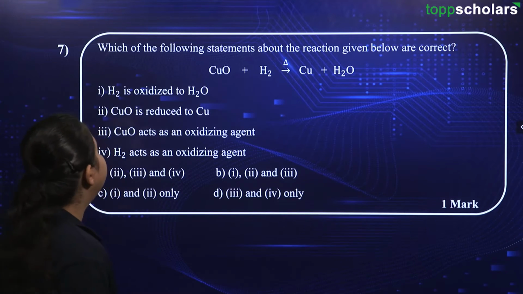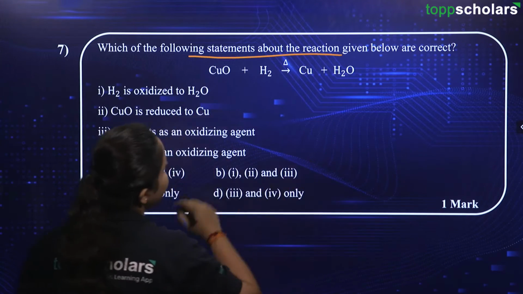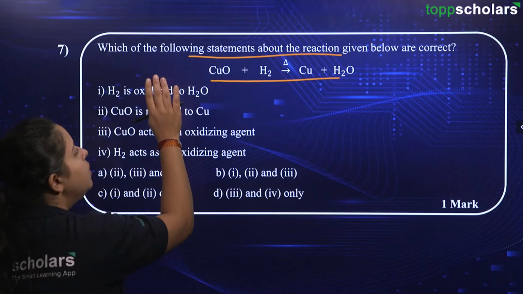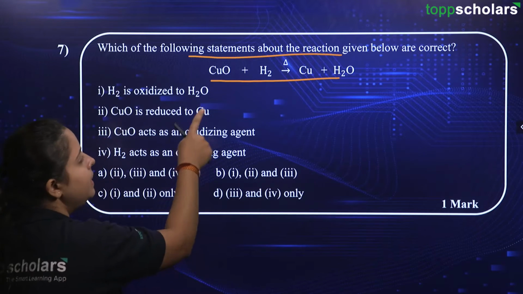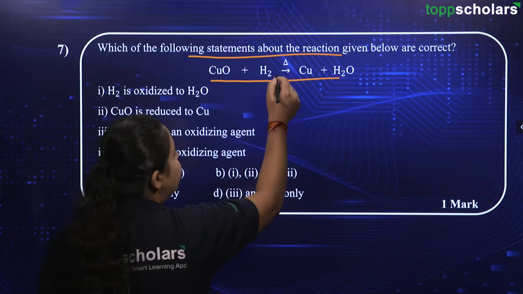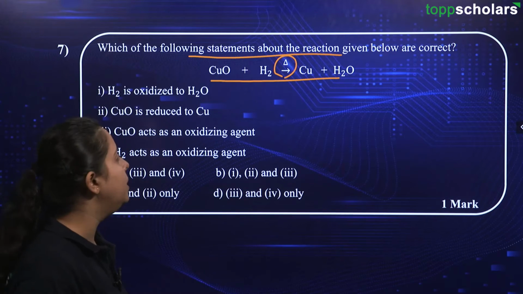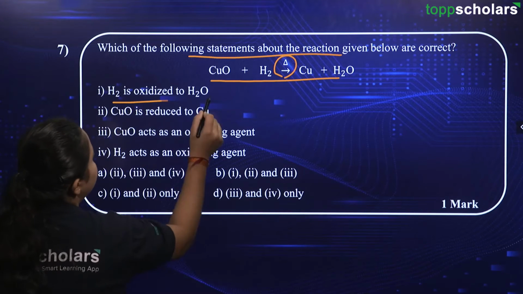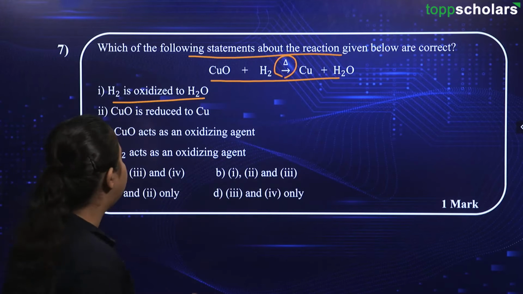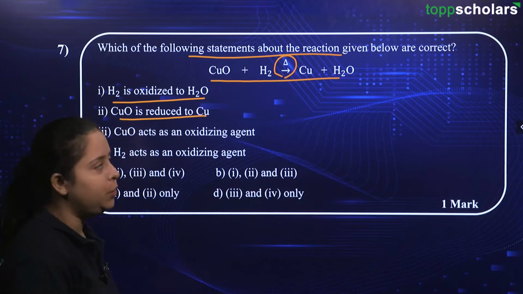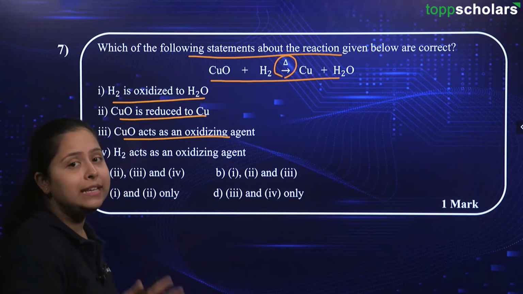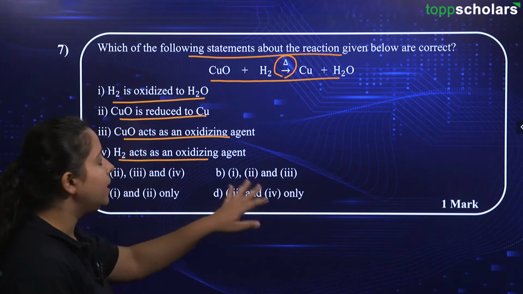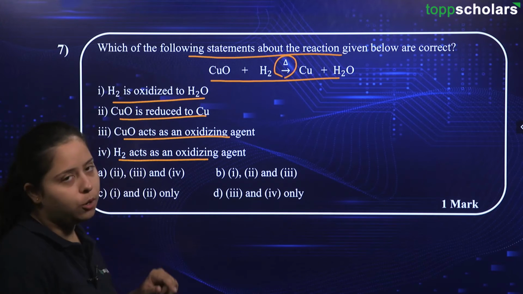The question over here is, which of the following statements about the reaction given below are correct? Okay, so this is the reaction given to us in which we are provided with CuO which is being reacted with H2 and then heat is provided and hence you are forming copper metal and water. Okay, Cu plus H2O. The options are H2 is oxidized to H2O. Alright, CuO is reduced to Cu. CuO acts as an oxidizing agent and H2 acts as an oxidizing agent. Basically, we need to find out the correct combination and then spot them in this option that is provided to us.